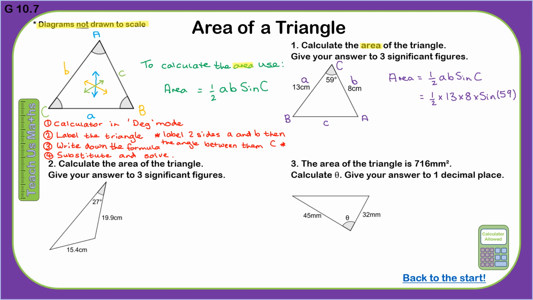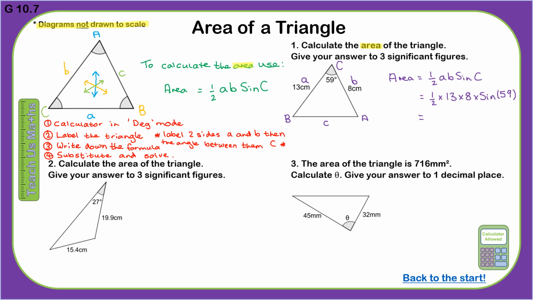And now I just need to put this into my calculator. So it might be worth you doing this at the same time as me to make sure that you get the same answer. With the 1/2, I can either use my fraction button or I can use 0.5. If you are using your fraction button, just make sure you use the arrow to make the cursor go to the side of the fraction, so that when you do times 13 times 8 times sine 59, that doesn't end up underneath the fraction as the denominator.